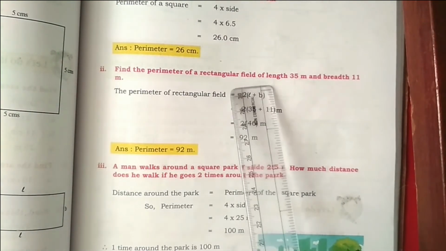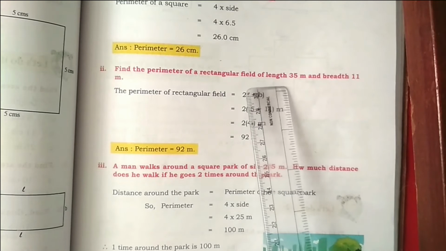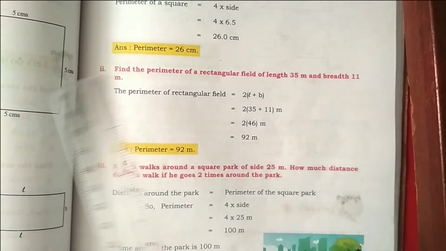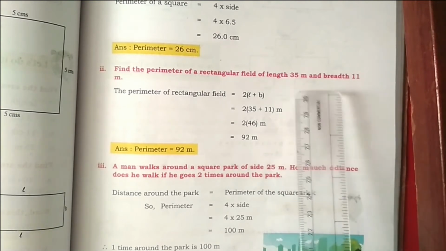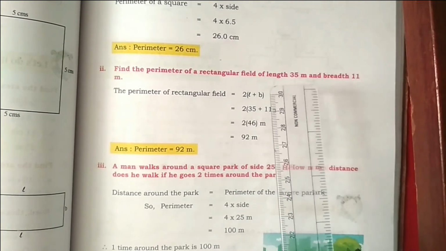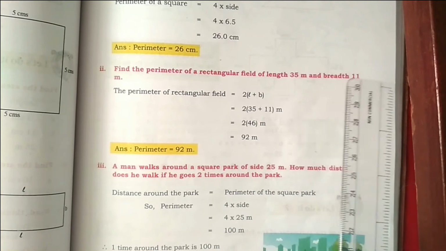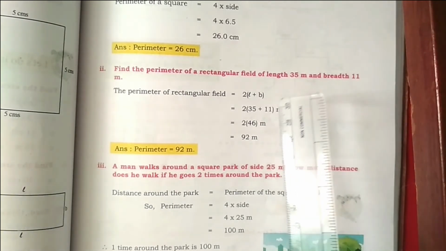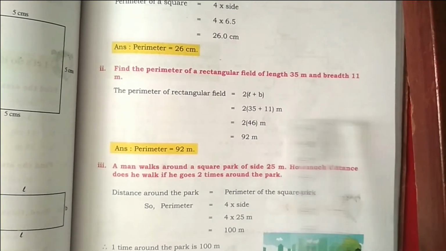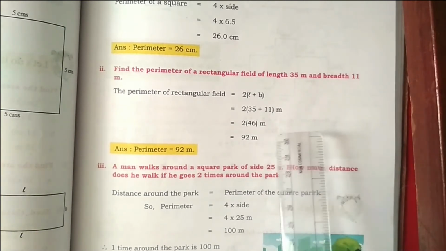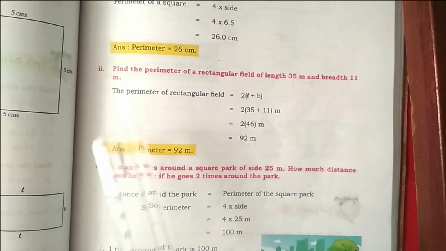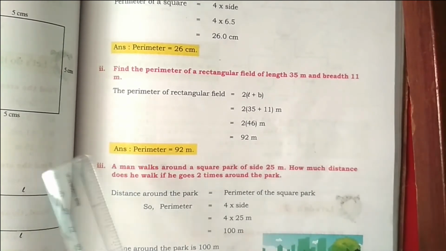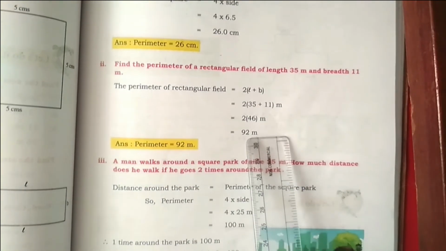Likewise, you see the second question. Find the perimeter of a rectangular field of length 35 meters and breadth 11 meters. So here, what is the formula for this rectangle? 2 into length plus breadth. That is 35 plus 11 into 2. 35 plus 11 is how much? 46. Into 2, 92 meters. So the perimeter of the rectangle is 92 meters.